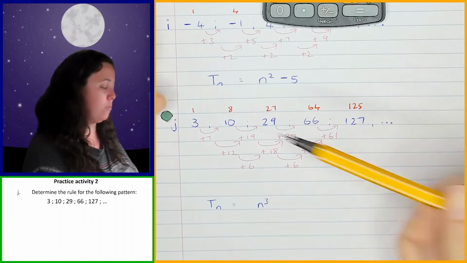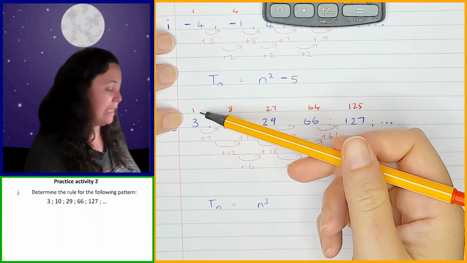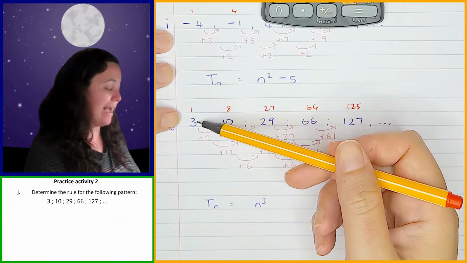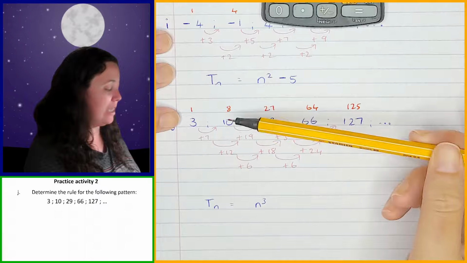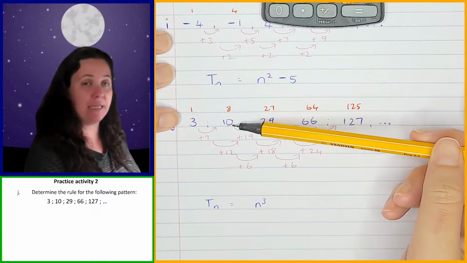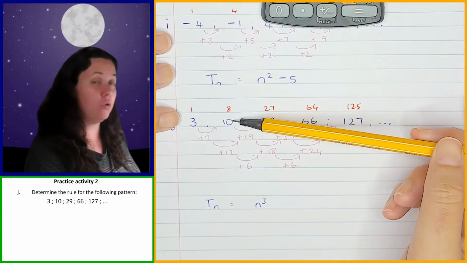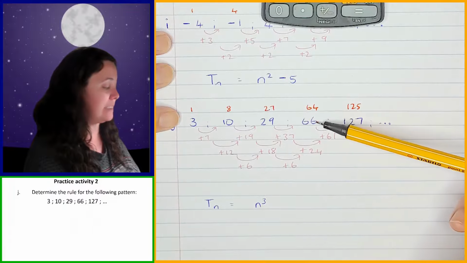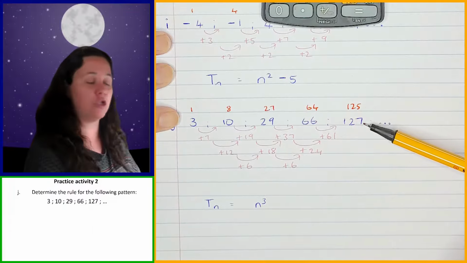Okay, so if I look from 1 to 3, how can I get from 1 to 3? I can either get there by multiplying by 3 or by adding 2. Okay, so over here, if I multiply that by 3, I'm not going to get 10, I'm going to get 24. But if I add 2, I will get 10. If I add 2 here, I'll get 29. If I add 2 here, I'll get 66. And if I add 2 here, I'll get 127.